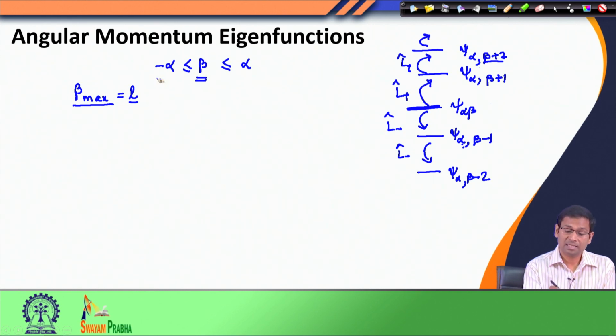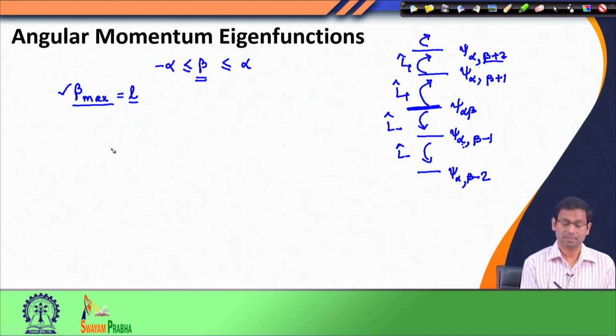Mind you, beta, this relation tells me that it can be equal to minus alpha or greater than, but whether it will be equal to minus alpha or a little above minus alpha, I still do not know. But this bound region for beta is something that I know. So, I am now defining this beta max as L.